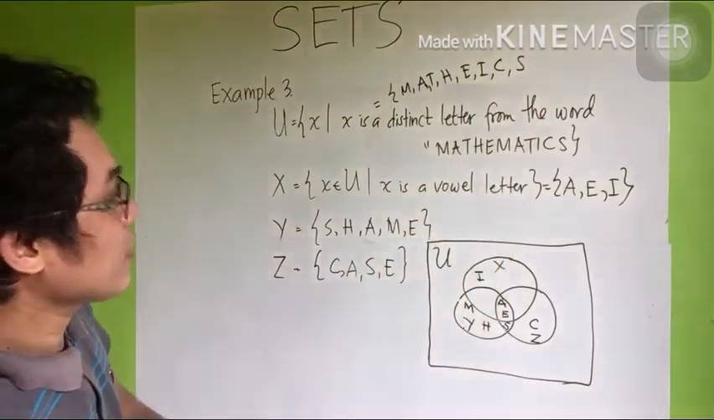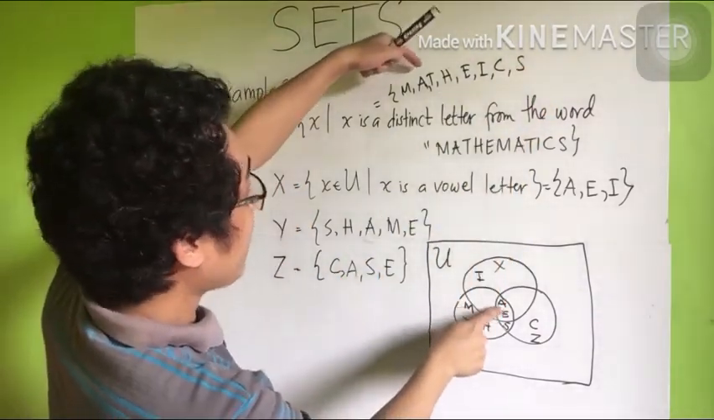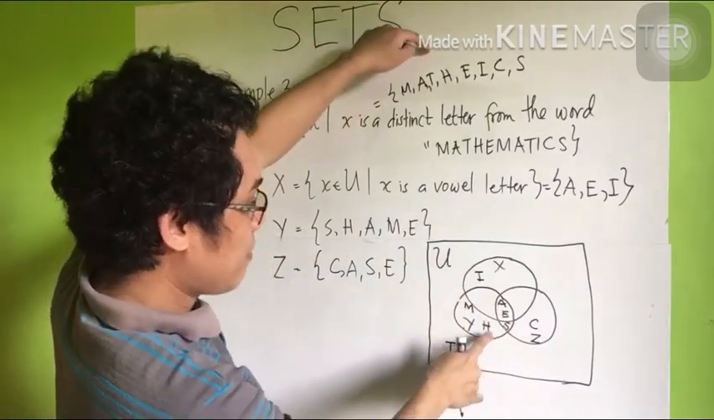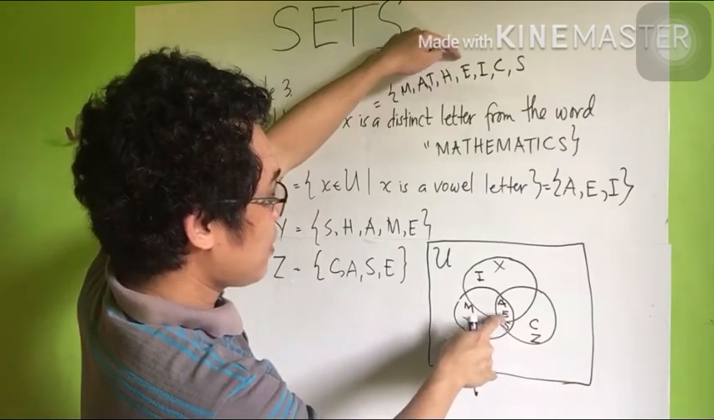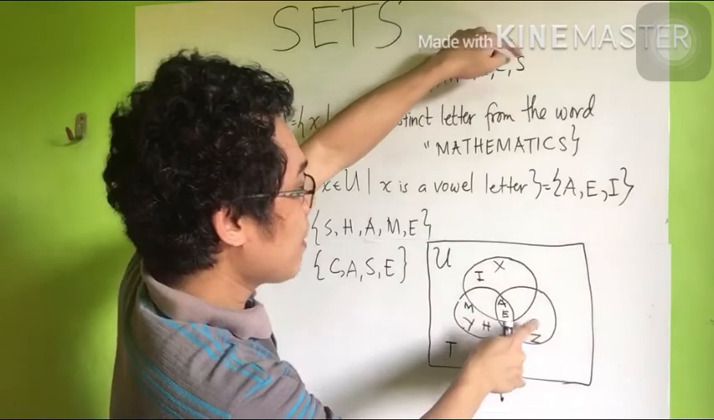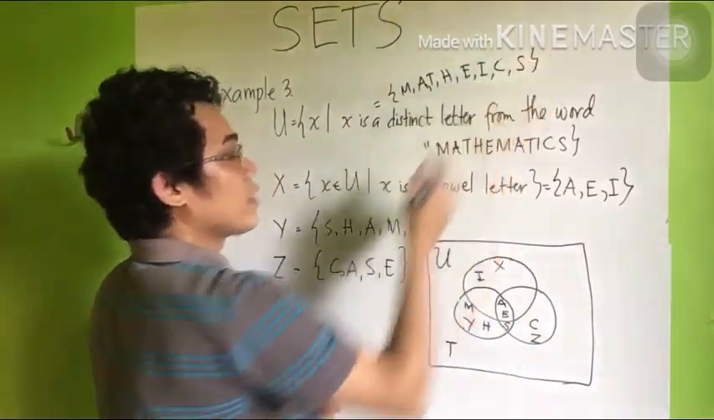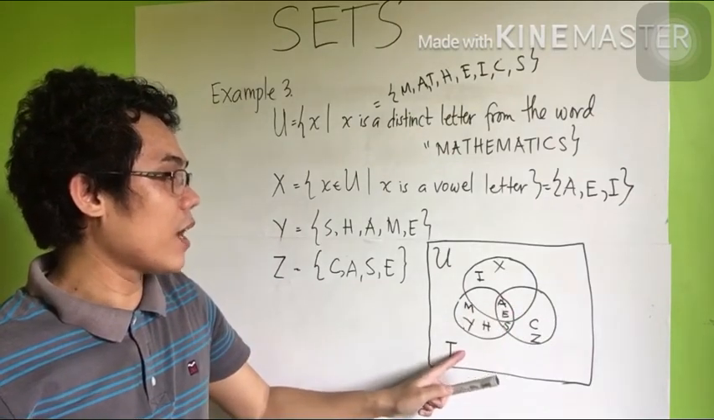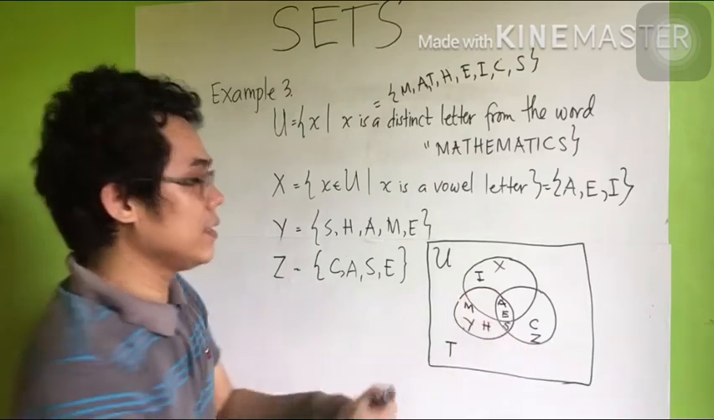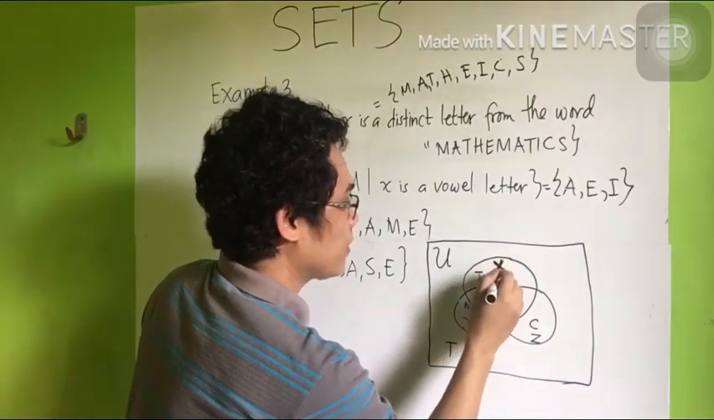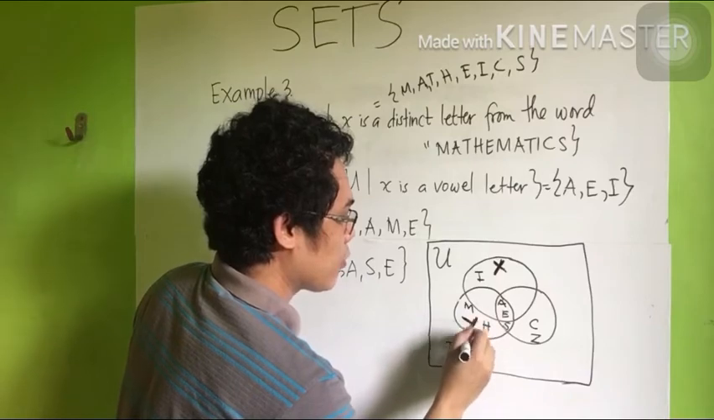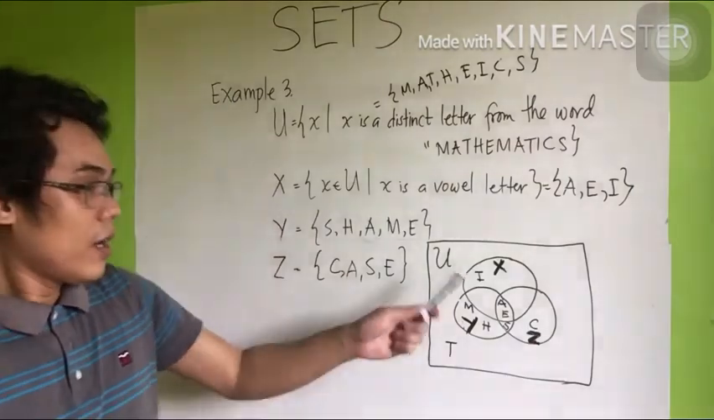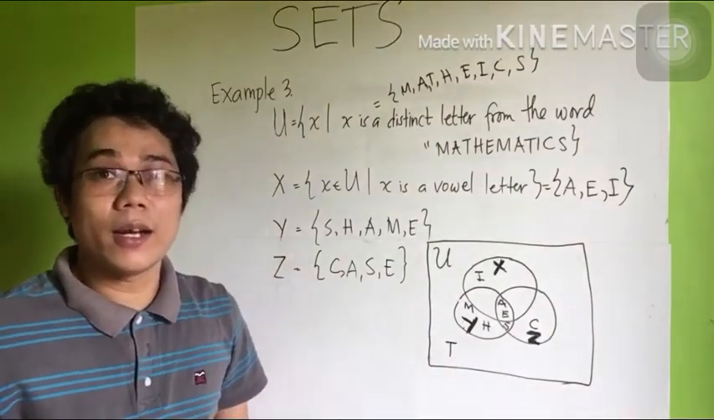So, check natin yan. Meron ng M, meron ng A, walang T. So, ilagay natin ang T sa labas. Meron ng H, merong E, merong I, merong C, merong S. So, T lang yung hindi natin na-consider dito. Kaya, si T nasa labas siya ng X, Y, and Z. So, that will be our set X, set Y, and then this is our set Z. So, ganun ang draw natin sa Venn diagram pag tatlo na ang involved.